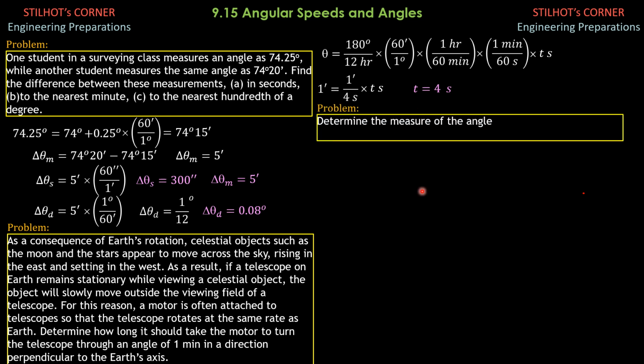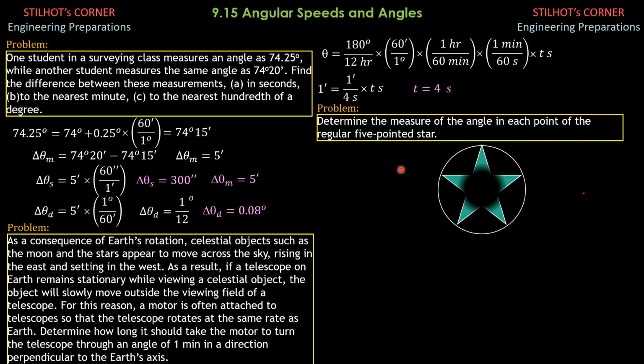Next, determine the measure of the angle in each point of the regular 5-pointed star. So this is the regular 5-pointed star. We will call the angular value theta. There are 5 equal or identical values of theta. There are 5 thetas, and this is 2 theta.